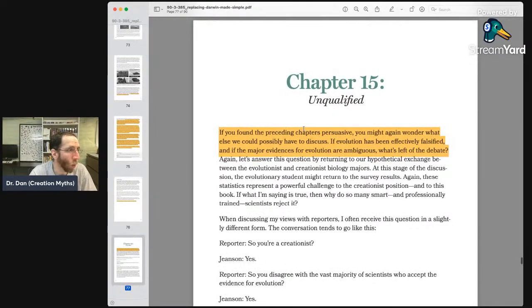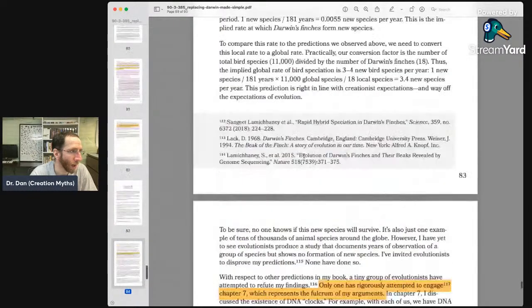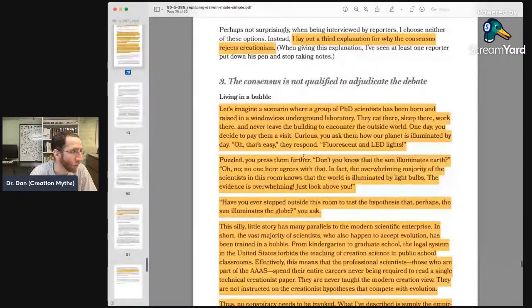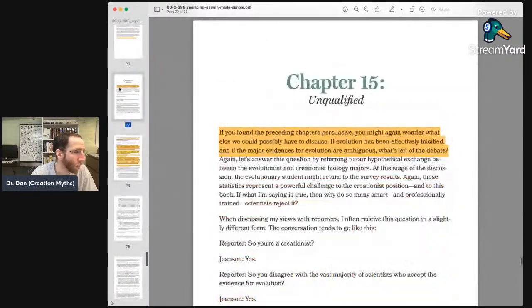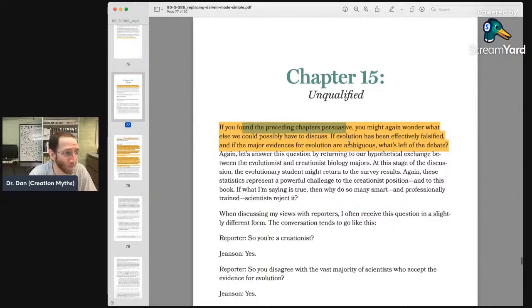Okay. Unqualified. Now, is this the last chapter or is there one more? Let's see. I think it was maybe one more or, oh, there's two more. Okay. And then the summary and conclusion. We're almost done, everybody. Two more chapters. It's not that many pages. Let's go back to unqualified. Okay. So if you found the preceding chapter persuasive, no. You might wonder what else we could have to, yeah, we got a lot left to discuss, Nathaniel. I got a lot of questions. All right. I got a lot of questions.